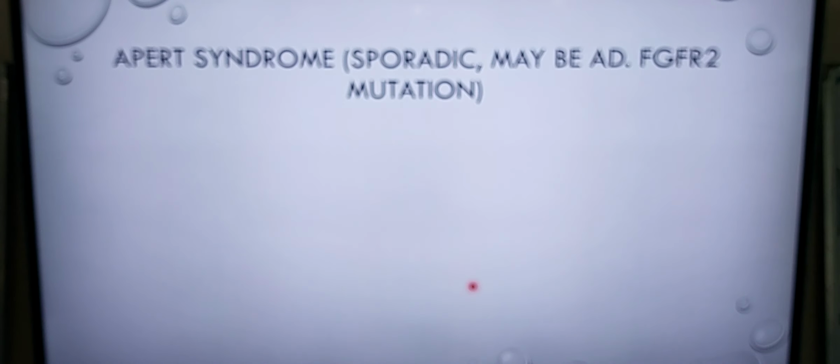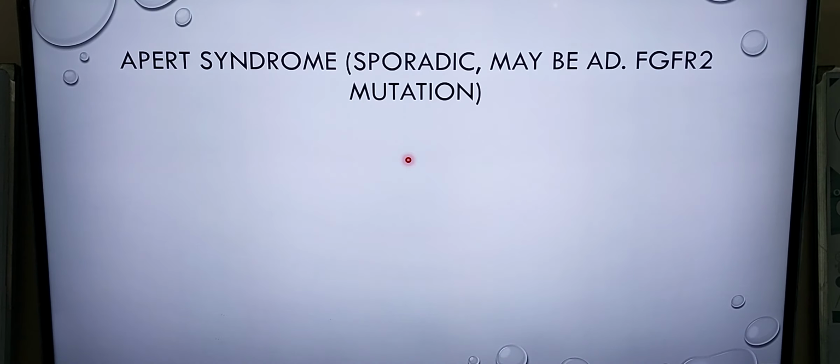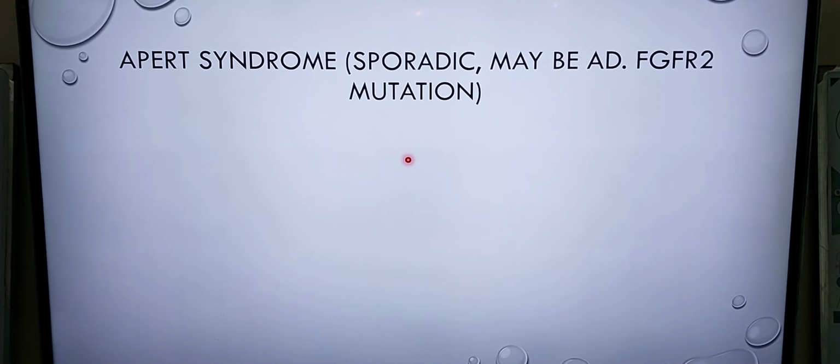The second syndrome is Apert syndrome. Again, fibroblast growth factor receptor 2 mutation may be found. It may be sporadic or it may be autosomal dominant.